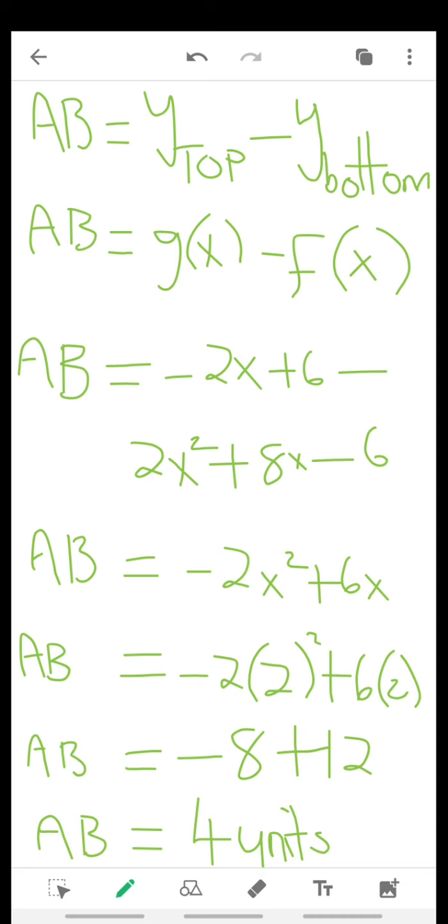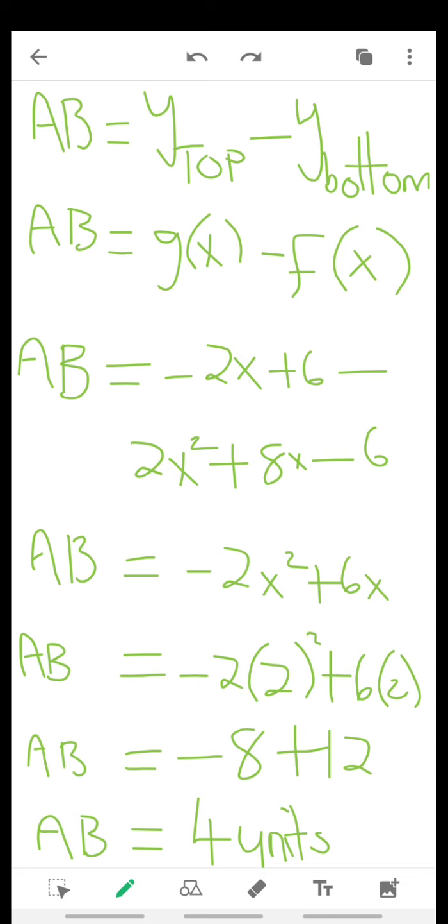So g of x was minus 2x plus 6. Then your f of x was 2x squared minus 8x plus 6. So when we subtract them, we end up with AB being equal to minus 2x squared plus 6. Okay, please take note, I've already distributed the negative sign here. Then we collect like terms. So minus 2x squared plus 6 will be the expression for the length of AB in terms of x.